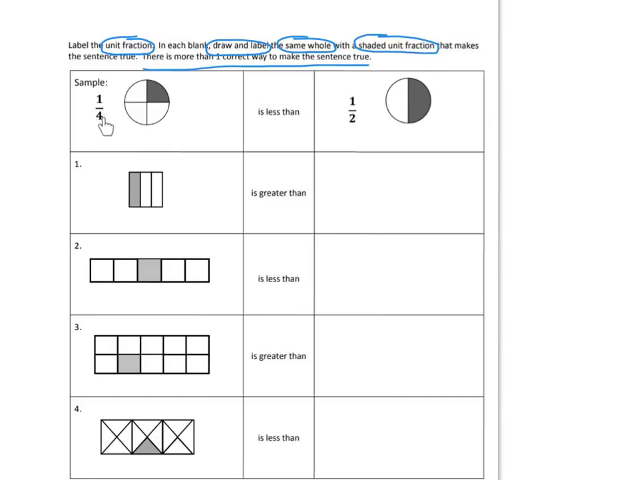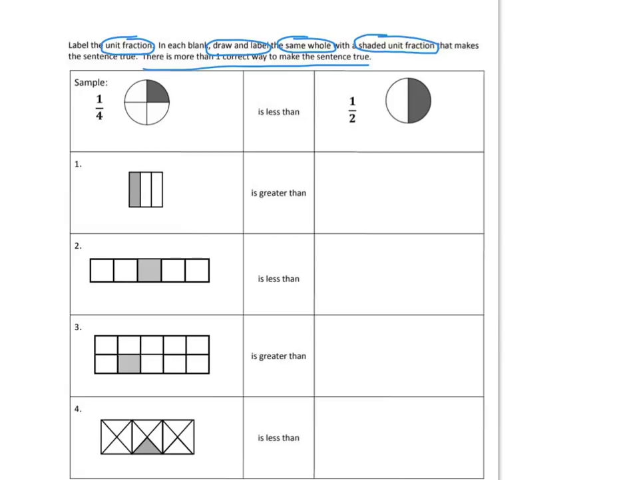So look at our sample. The unit fraction here is 1/4. It reads 1/4 is less than, so you have to make this sentence true. In this case, they drew 1/2. 1/4 is less than 1/2. They drew the same whole, but this time they broke it into halves. And I can see that 1/4 is smaller than my 1/2 based on the amount that's shaded. In this case, it will be helpful to remember the rule, the larger the denominator, the smaller the fraction.